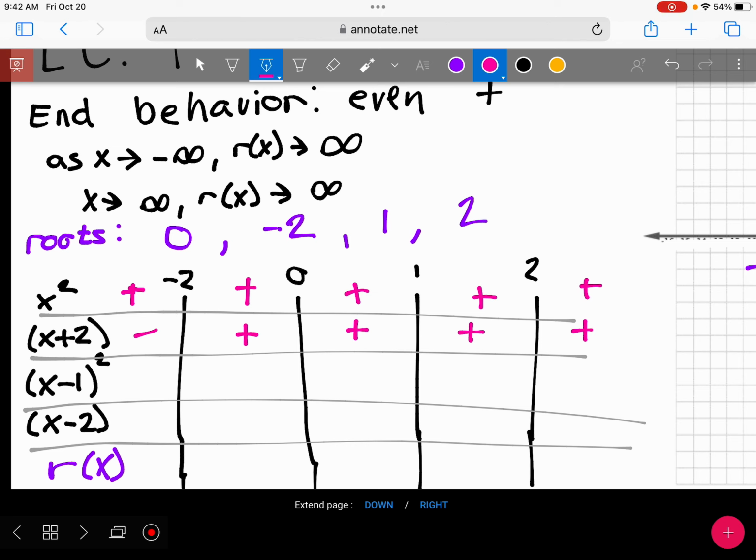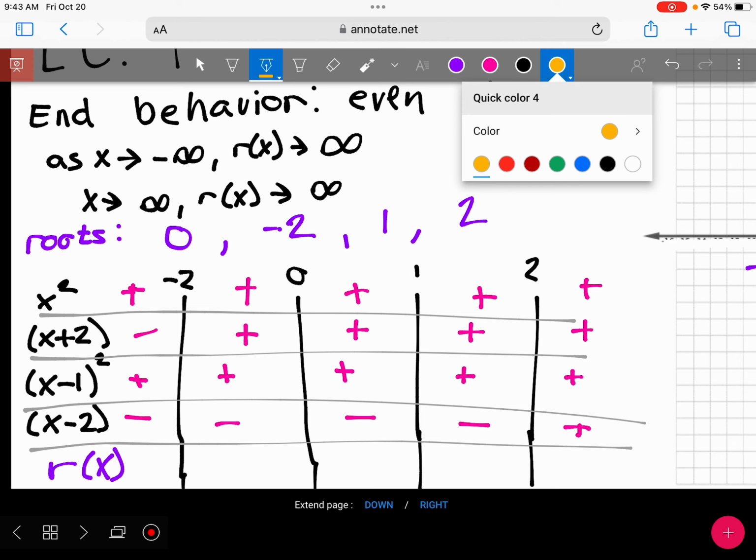X minus 1 squared. Positive. Across the board. Because it's been squared, it is positive all across the board. So then we're going to do x minus 2. Negative. Negative. Negative. Negative. Positive. Okay, once we get the hang of this, we can fly through these tables. So this is one of those things we're going to practice. So then we're going to look at our function rule.